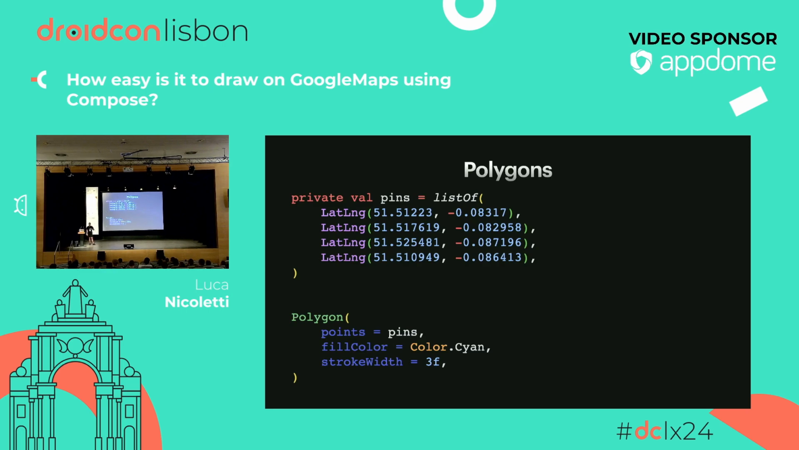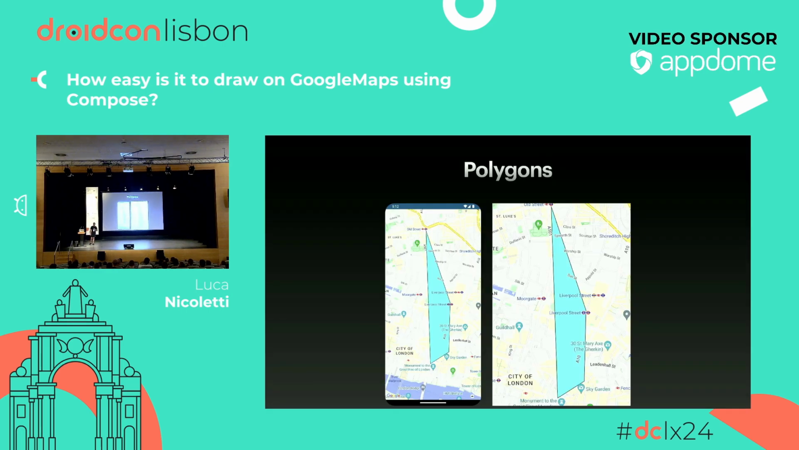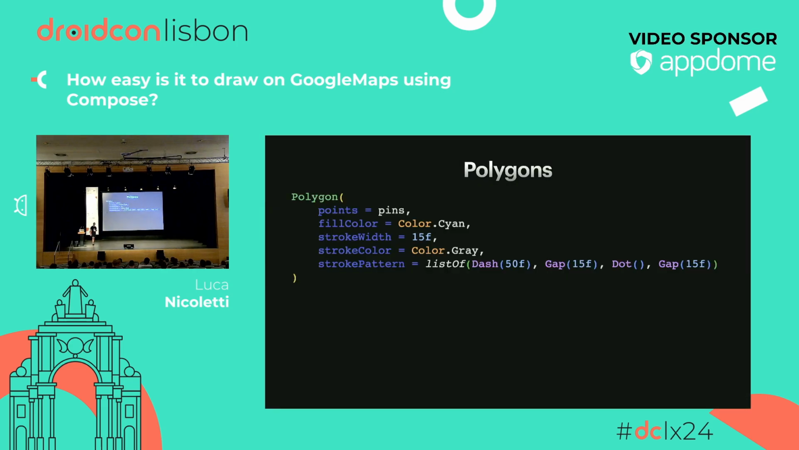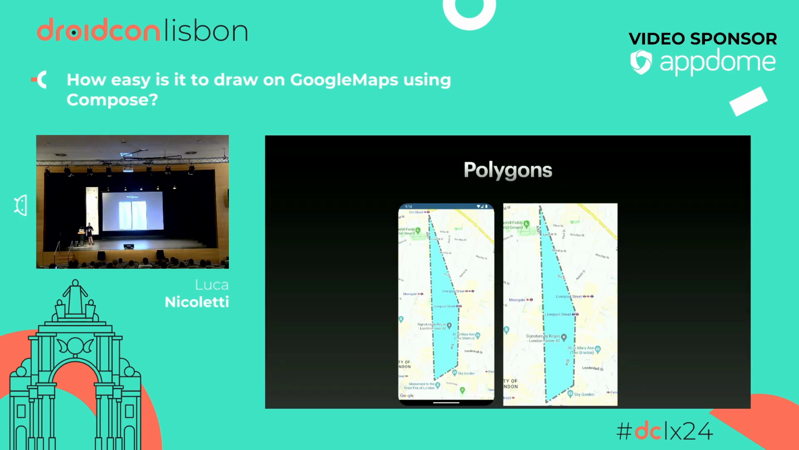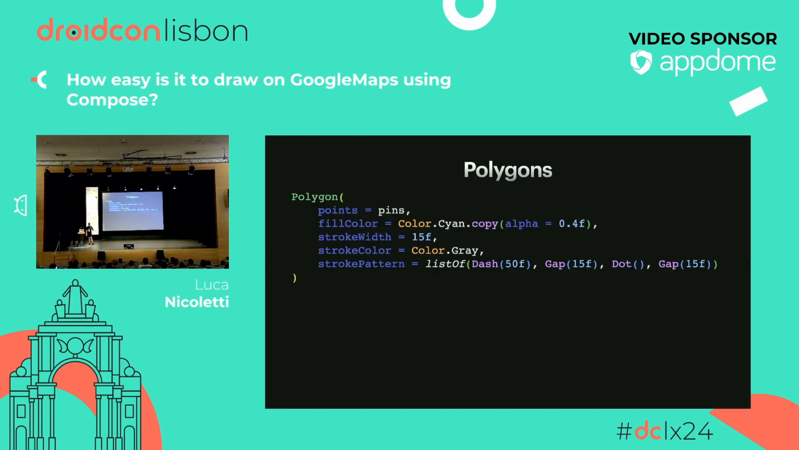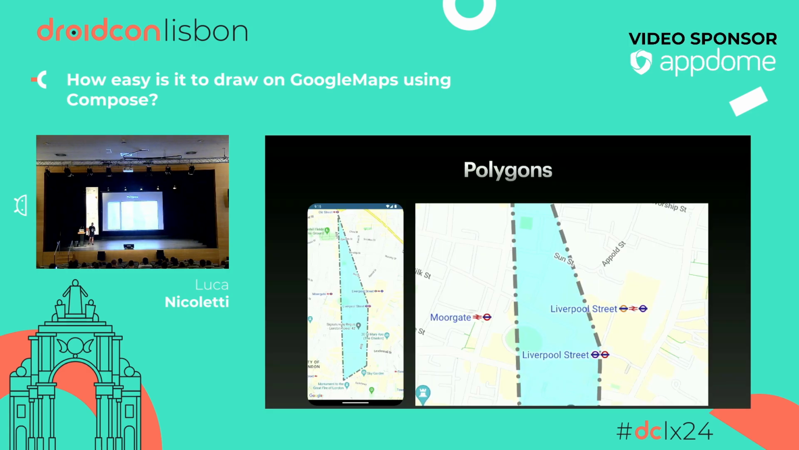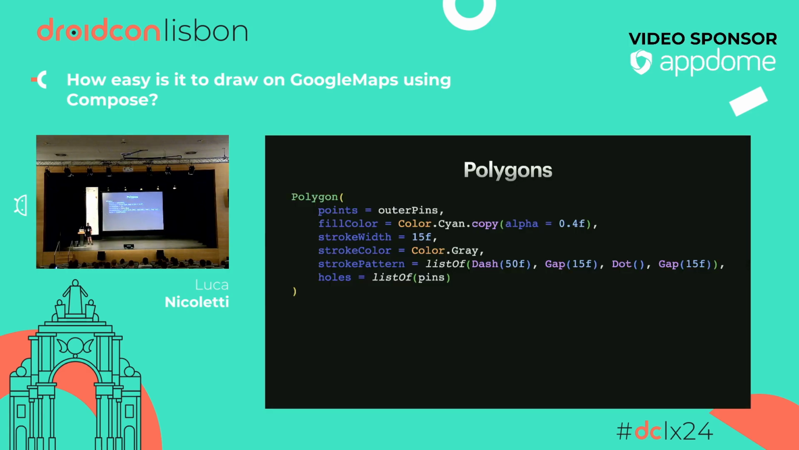Here again, we can change the fill color and the stroke width. And we can change the stroke pattern as well here, as we did for the circle. Small changes. And again, there is no transparency. So if you want the polygon to be half transparent, you need to set it on the color.